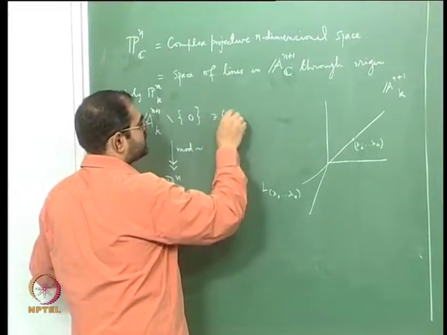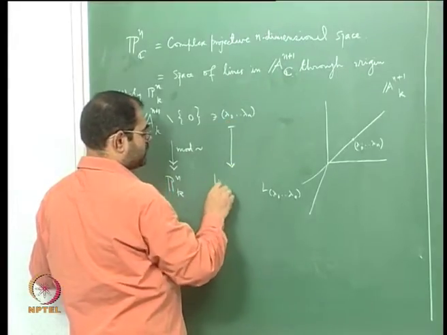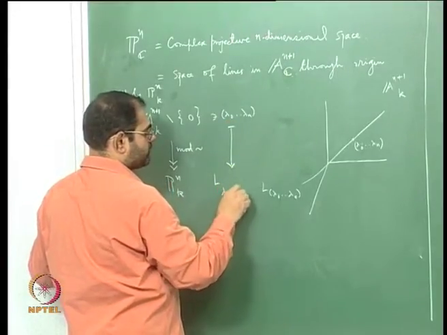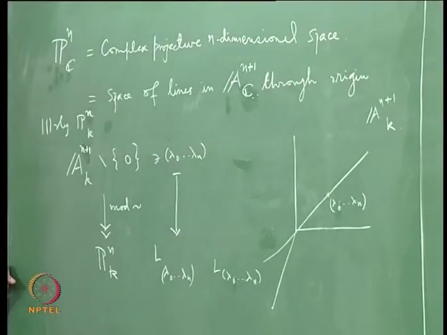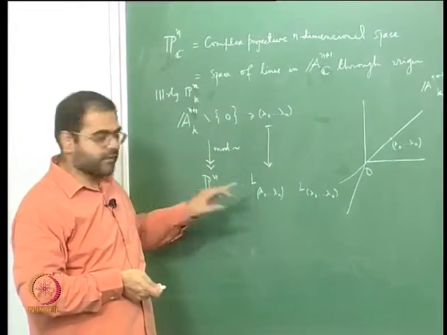I am going to take this point (λ0, ..., λn) and simply map it to the line passing through (λ0, ..., λn), and of course through the origin. That is the line that joins this point to the origin. I am simply mapping this point to that line.